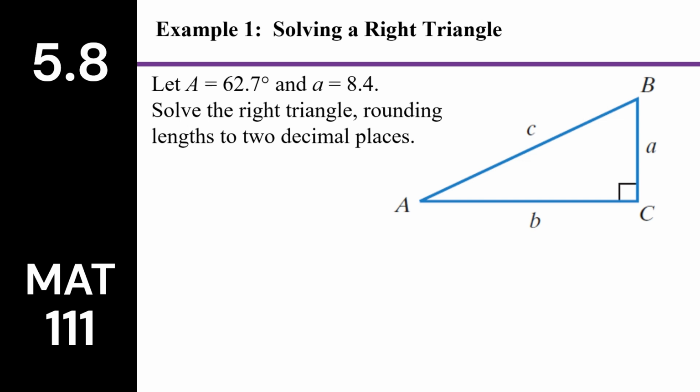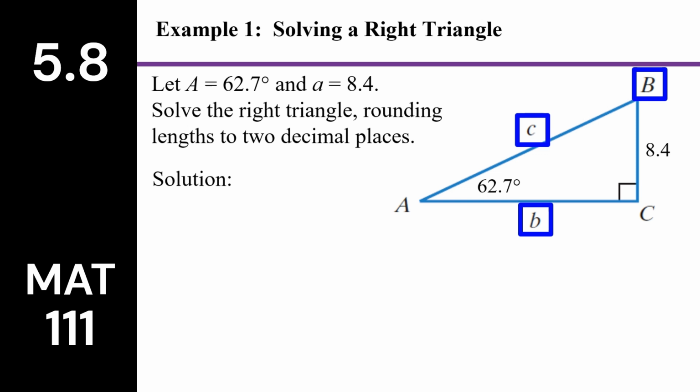Example 1. Let angle A be 62.7 degrees and side a be 8.4. Solve the right triangle, rounding lengths to 2 decimal places. For our solution, we'll begin by putting the labels in of the sides and angles they already told us. We already know angle C is a right angle, so we don't have to solve for that. We need to find side b, side c, and angle B.